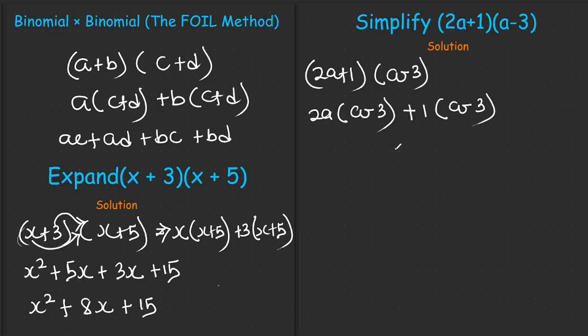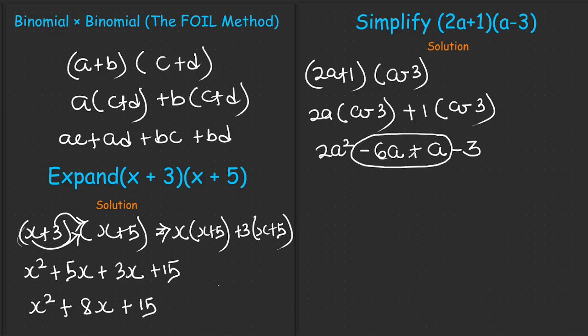We would now want to simplify further. 2a times a then gives us our 2a squared. Then 2a times negative 3. Take note of the signs. Because it's a positive 2 times a negative 3, we're going to get a negative 6a. Then 1 times a gives us our a, and then 1 times negative 3 on the other hand gives us negative 3.